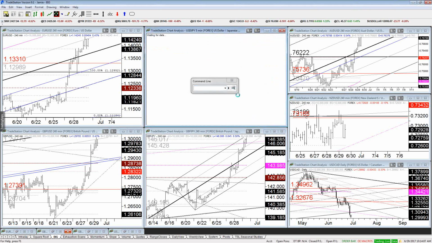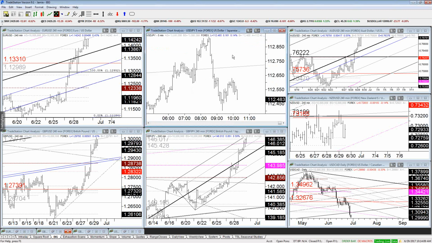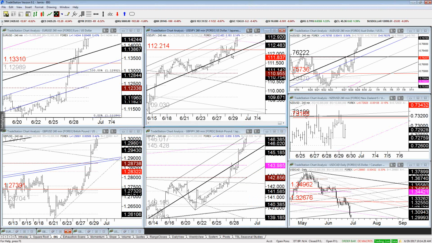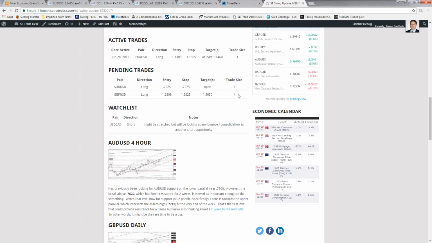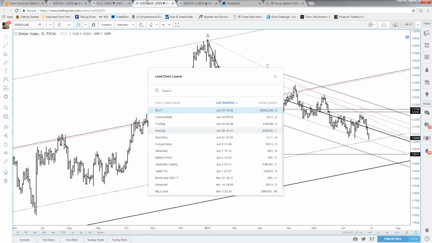So let's see what the short-term count would look like here. First leg down, little bounce. Okay, so that's dollar yen. Look at the long-term chart real quick here.